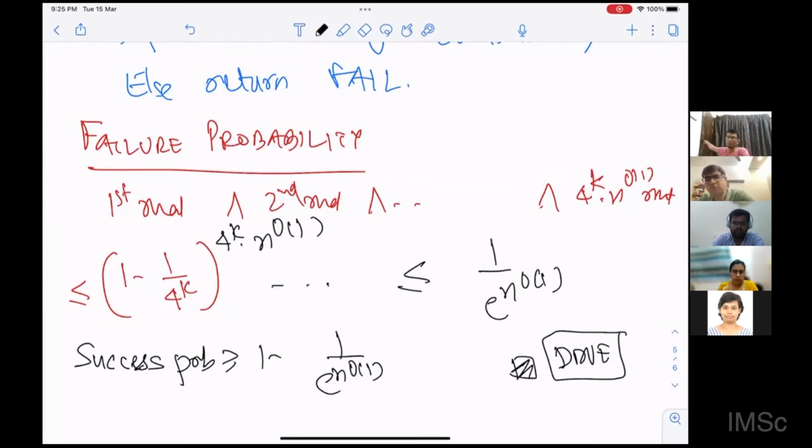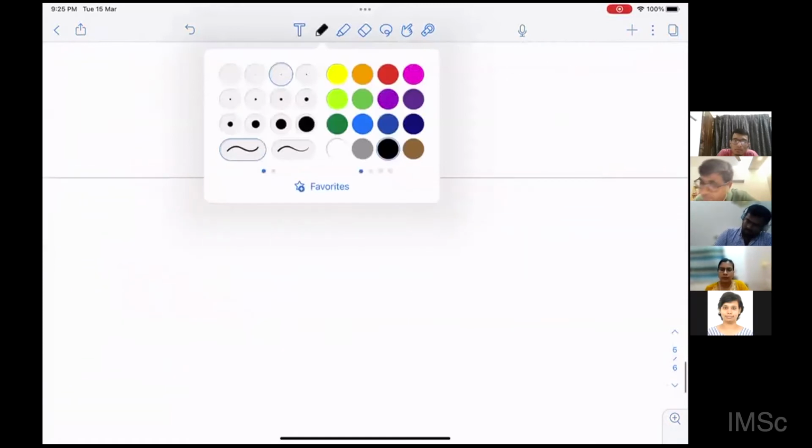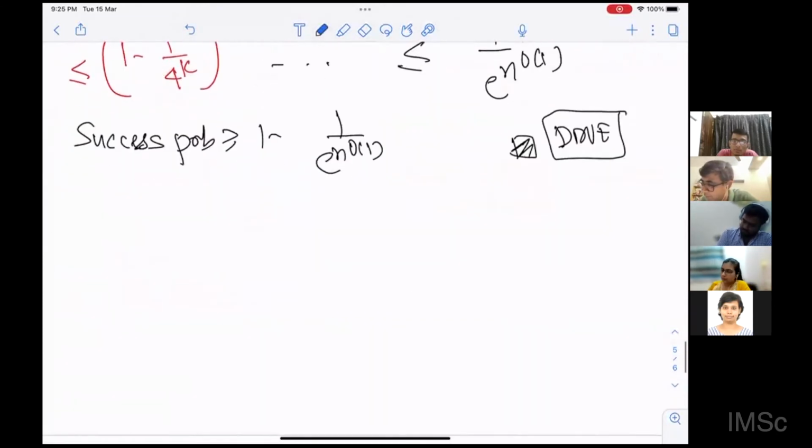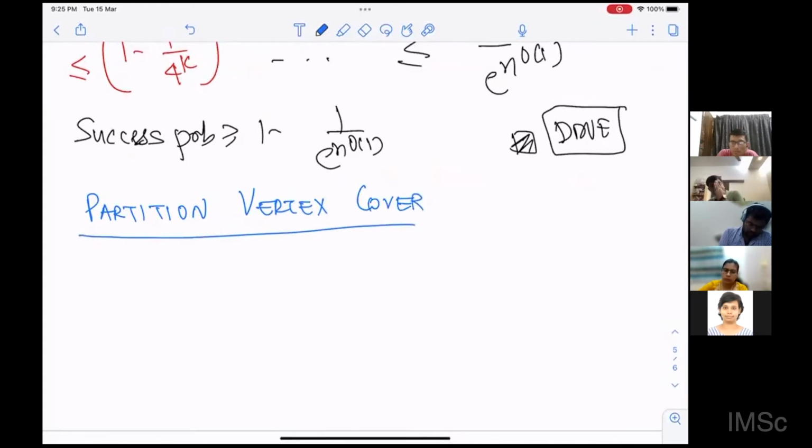Okay. Let's do some fun question. I'm going to call this a partition vertex cover. Let's do what I'm going to call a partition vertex cover. Some other form of vertex cover. Okay. So what is a partition vertex cover?